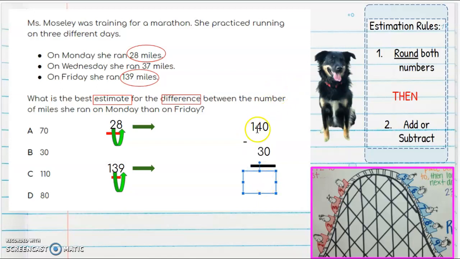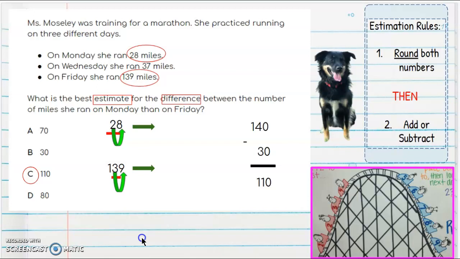So first we're going to start in the ones place. 0 minus 0 is 0. 4 minus 3 is 1. And then 1 minus nothing is 1. So whenever we subtracted, we got 110. So our answer is C, 110.